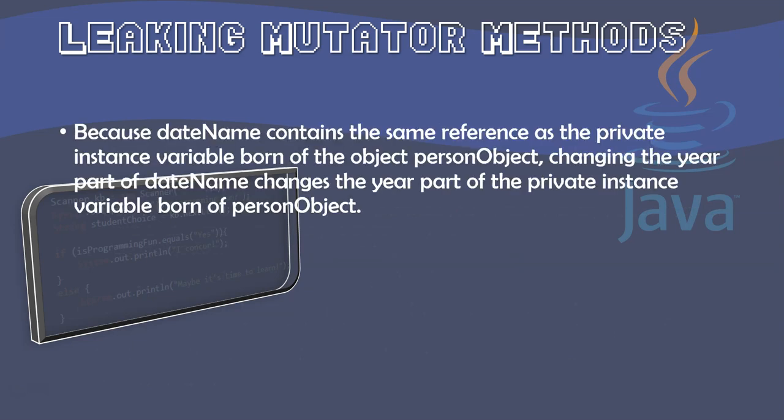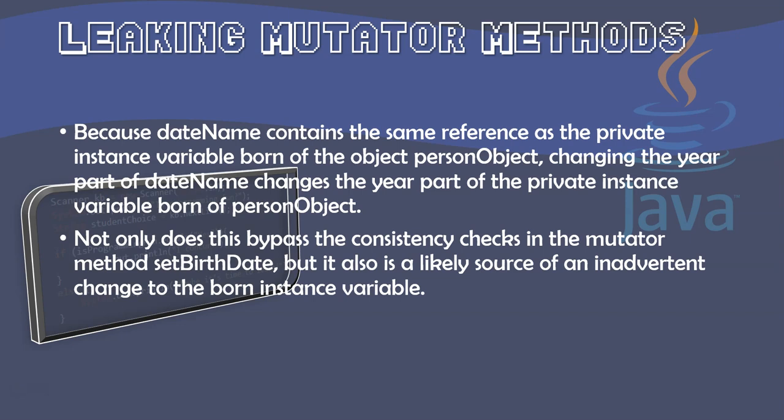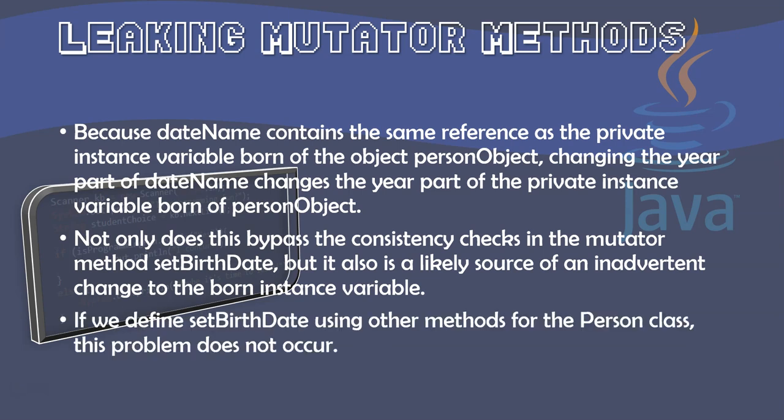Because dateName contains the same reference as the private instance variable born of the person object, changing the year part of dateName changes the year part of the private instance variable born of the person object. Not only does this bypass the consistency checks in the mutator method setBirthDate, but it is also a likely source of an inadvertent change to that born instance variable. If we define setBirthDate using other methods for the Person class, you'll notice though that that problem does not occur.